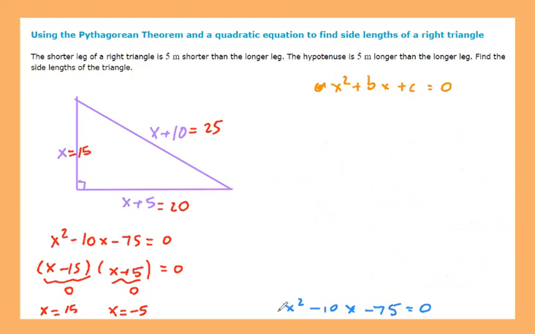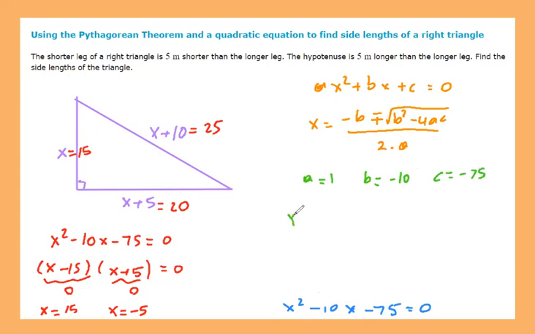In our case, the number right here is 1. We don't write it, which means our a is 1. But before I write the a, b, c, let me write the formula itself. The formula is minus b plus or minus the square root of b squared minus 4ac, over 2 times a. So let's use our quadratic formula. The a is just the number right here, which is 1. And then b is the coefficient of the x term, which is negative 10. And c is negative 75.